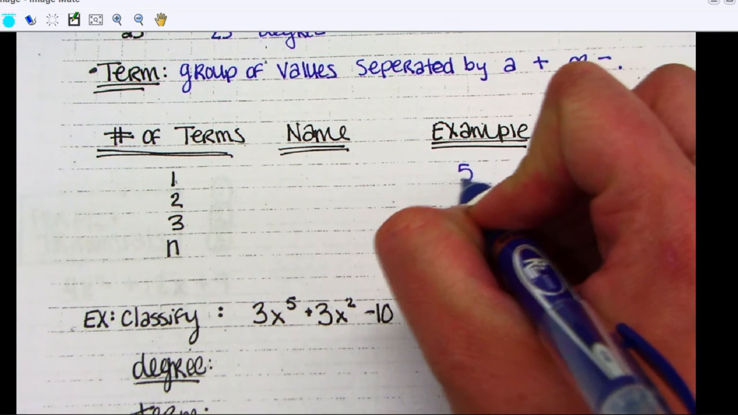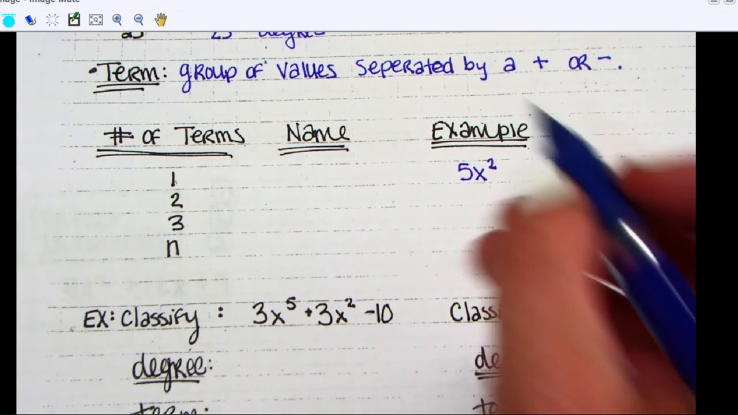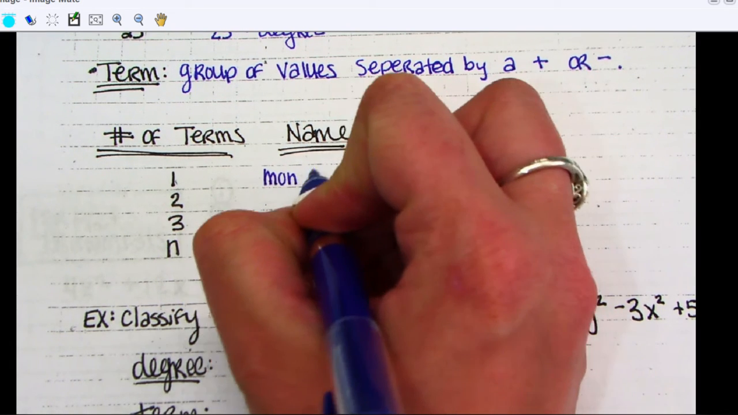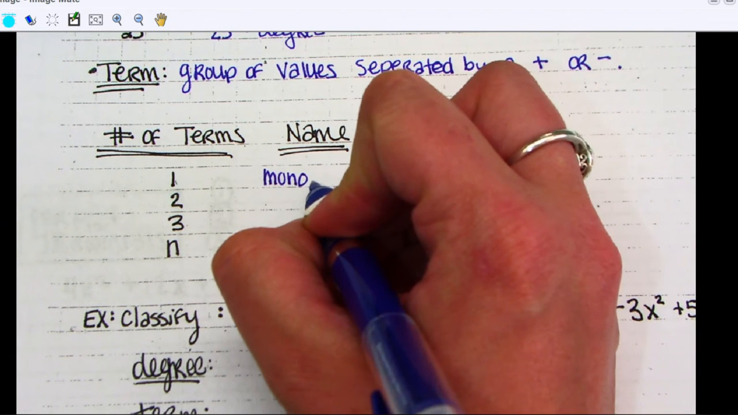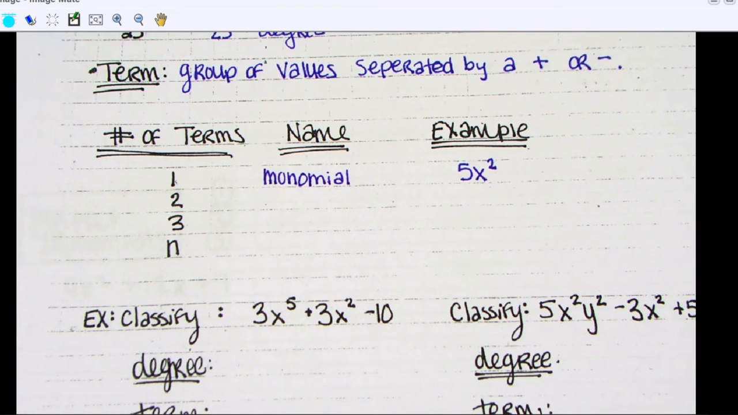So 5x squared. That has one term. There's no plus or minus in this. What is a one-termed polynomial called? Monomial. There you go. Mono meaning one. Monomial. Okay. Monomial just is one term.